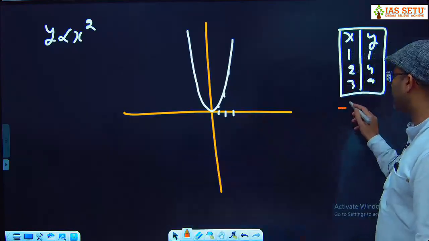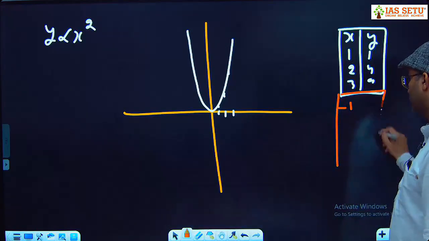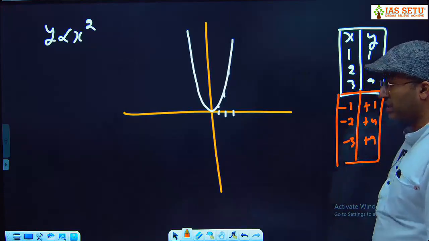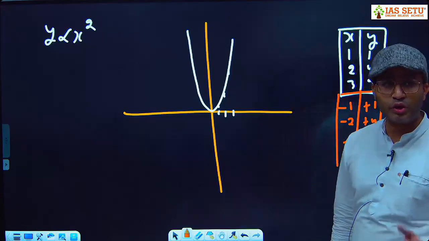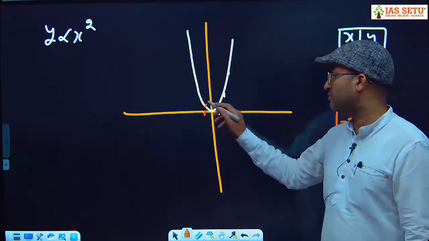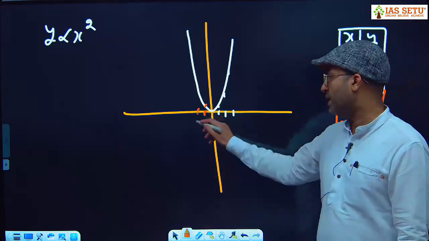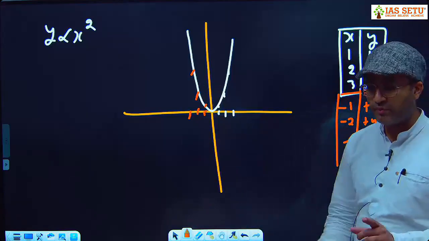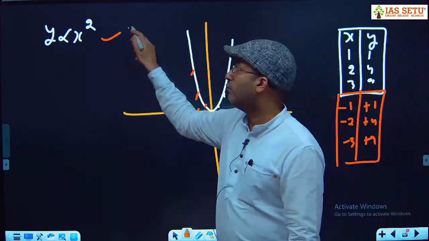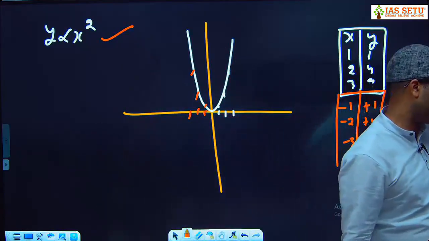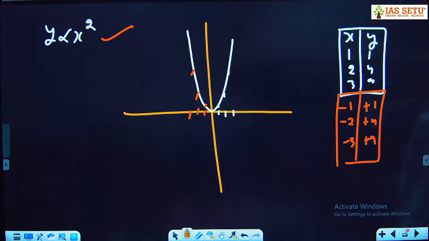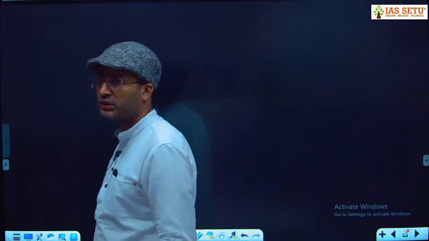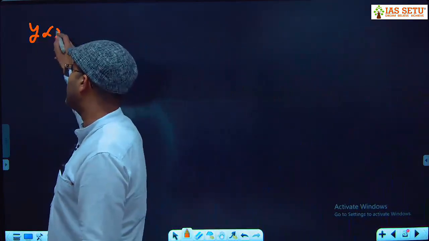But if x negative, what is negative square? Positive. -2, +4; -3, +9. x नेगेटिव है तो y फिर भी पॉजिटिव रहेगा, क्योंकि नेगेटिव स्क्वायर इज पॉजिटिव. x -1, y +1; x -2, y +4; x -3, y +9. So you remember this U-shaped graph is for y is directly proportional to x square. नेक्स्ट याद रखना है, बस डायरेक्ट क्वेश्चन है. y is directly proportional to x cube.